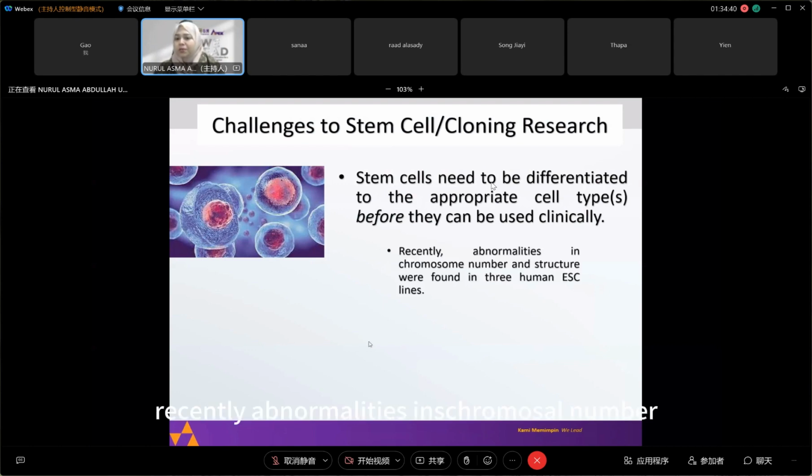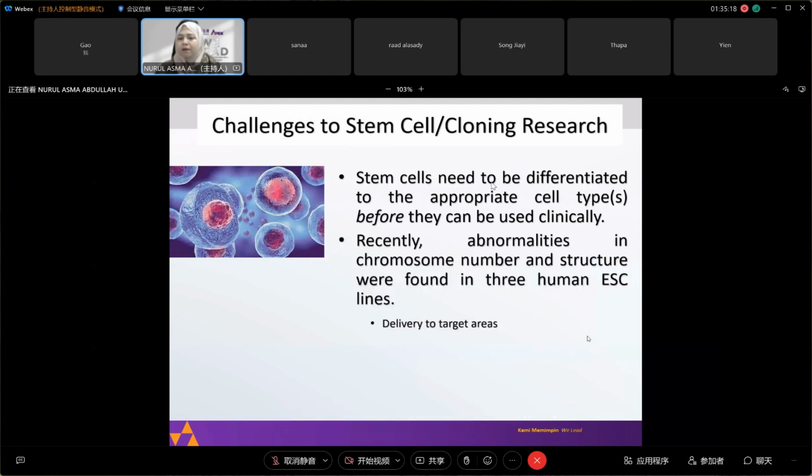Recently, abnormalities in chromosome number and structure were found in 3 human ESC lines. Okay, so this is one of the challenges when you work with cultured cells. When you work with cultured cells, you cannot control the genetic modification in the cells. So one of the things that we have to be concerned about with stem cells from embryonic stem cells is the genetic abnormalities.